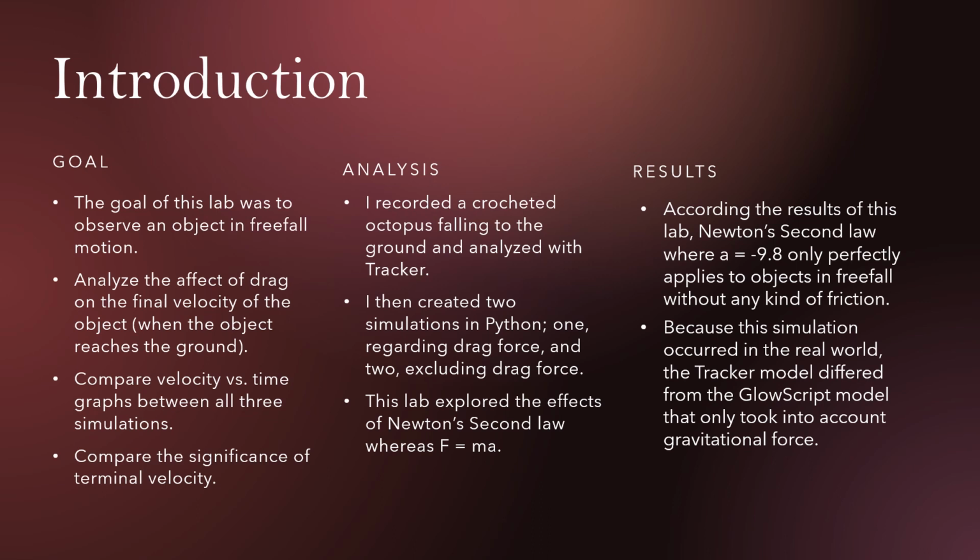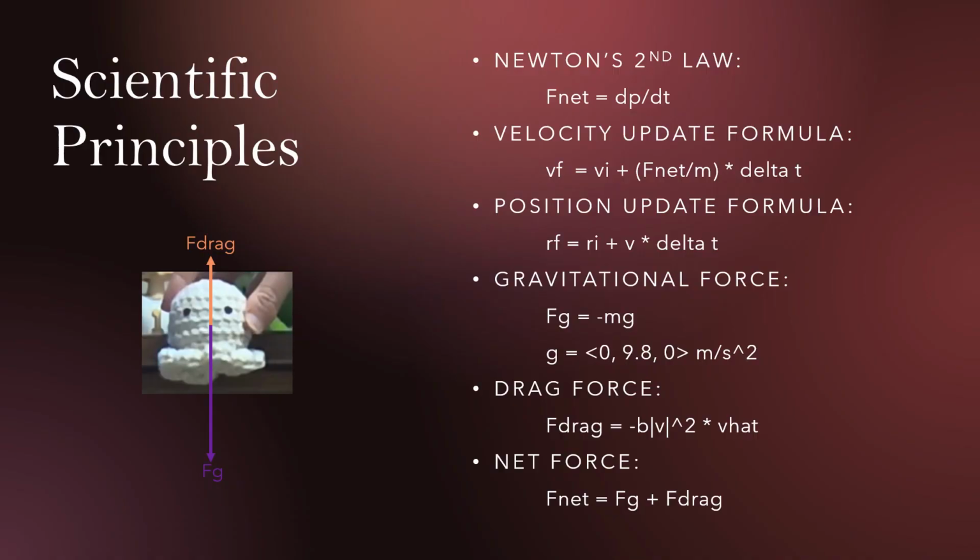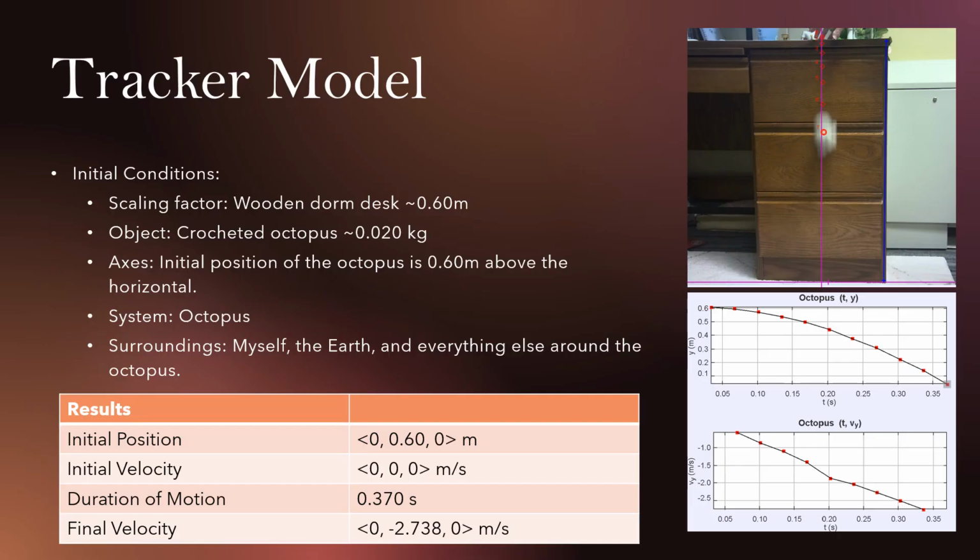These are the scientific principles of this lab: Newton's second law, the velocity update formula, the position update formula, gravitational force, drag force, and net force. As you can see in the diagram to the left, the octopus has a force of drag, which is in the opposite direction of motion, which is F of g. These are the results of the Tracker model.